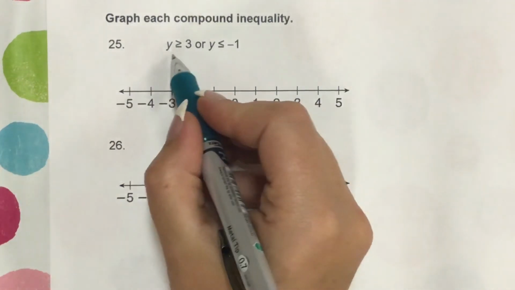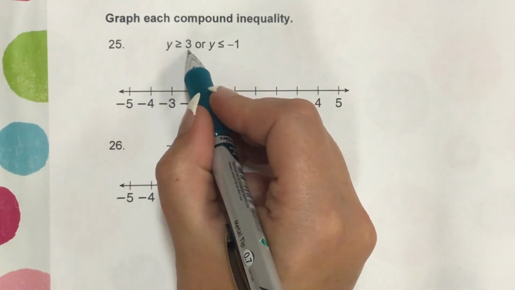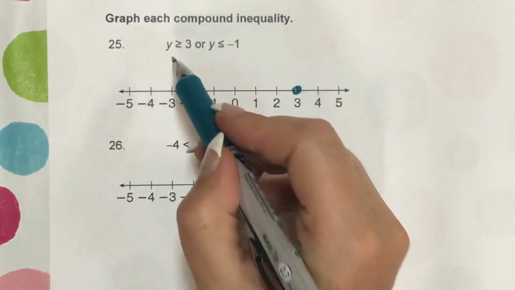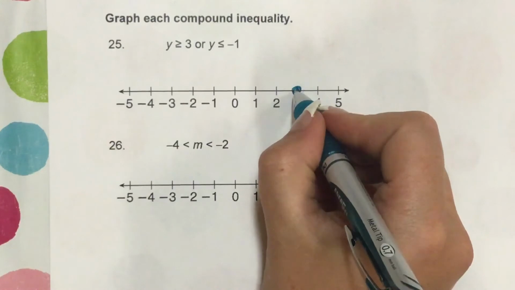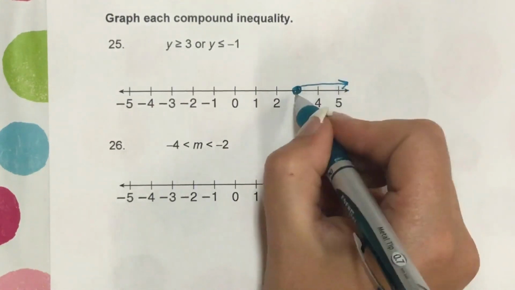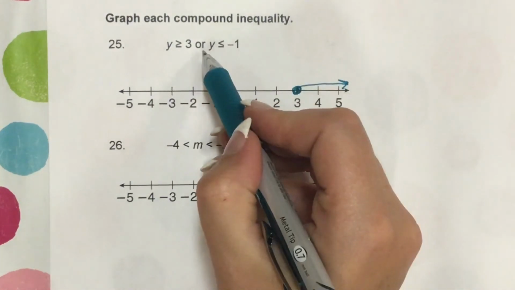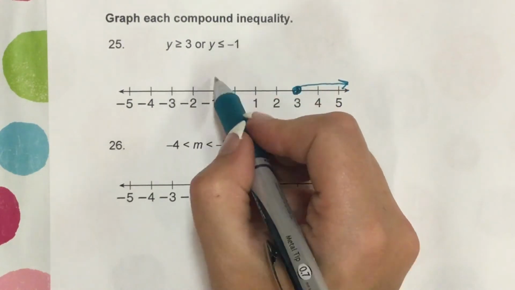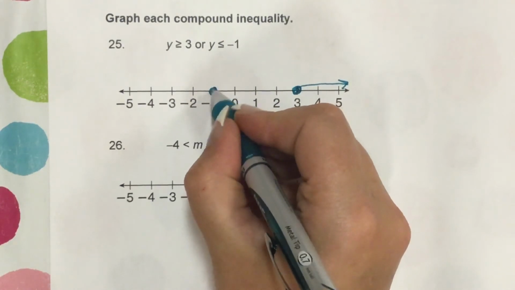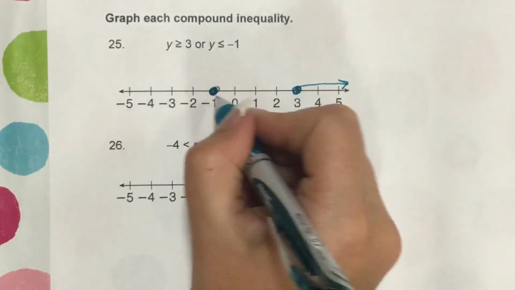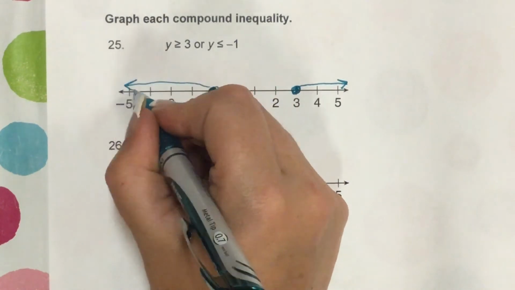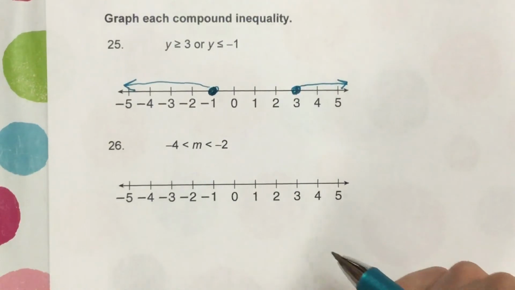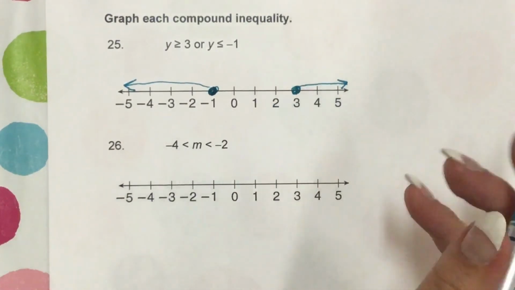So let's graph them. Y is greater than or equal to 3. So 3 is here. Greater than or equal to is a closed circle. And everything greater than or equal to 3 would be this way. Or y is less than or equal to -1. So -1 is here. Less than or equal to means it's going to be a closed circle. And all the numbers less than -1 would be this way, to the left of -1. So that's how you graph number 25. If you got that one right, great job.